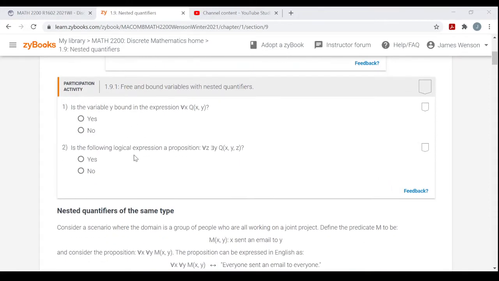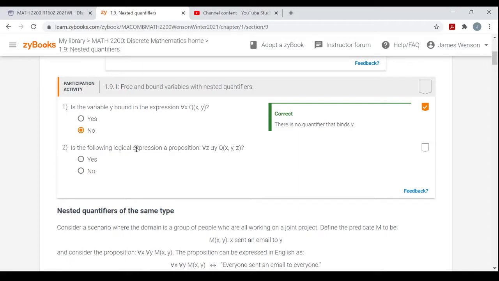Okay, so let's look at just a couple of examples here. Is the variable y bound in the expression, for every x, q of x y? Well, the variable x in the predicate q is bound to the universal quantifier, so x is bound, but y is not bound to any particular quantifier. So the variable y is not bound, it is free. This would not be a proposition.